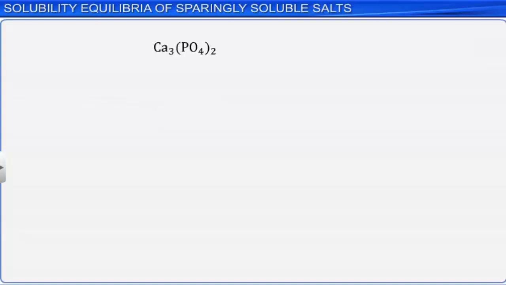A salt may give 2 or more than 2 cations and anions when dissolved in water. For example, consider the salt calcium phosphate. When calcium phosphate is dissolved in water, it dissociates into 3 calcium ions and 2 phosphate ions. The solubility product Ksp of calcium phosphate is equal to the product of the concentration of Ca²⁺ raised to the power of 3 and the concentration of PO₄³⁻ raised to the power of 2.